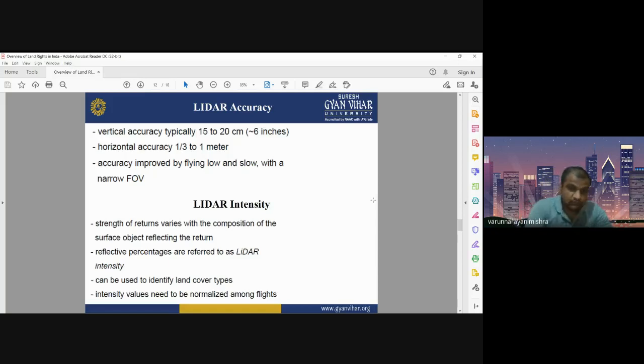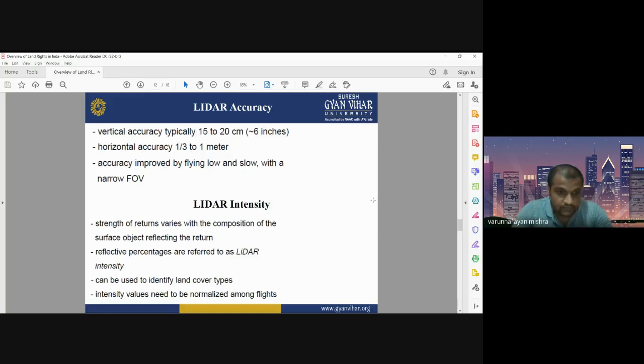We know that lidar receives the incoming energy in the form of intensity. That is a kind of quantitative value. The strength of the return varies with the composition of the surface object. What kind of object is there, what is the composition of that object, how much energy it is reflecting, how much energy it is absorbing, all of it affects the strength of the energy that is received by the lidar system.